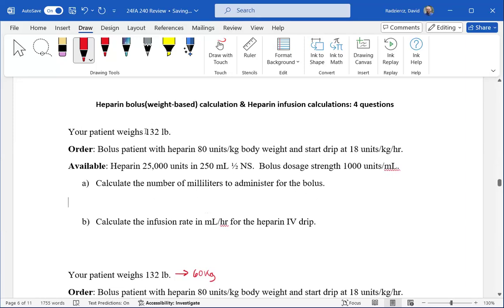All right, so let's say the patient weighs, instead of 132 pounds, let's just say it's 262. So this gives you a larger person. And then I'll let you go ahead and try this one out, and I can stick around until you get to that answer. Or if you want to email me, that's fine too. But go ahead and see if you can solve for your bolus dose and your heparin drip, given the order and the available here.